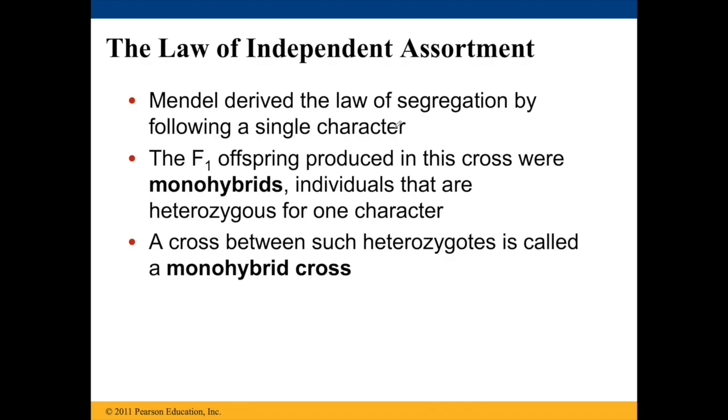Like they both had green peas, they both had spherical peas, they both had inflated pea pods, etc. Everything was exactly the same except for that one character or gene that he was looking at. Okay, so that was called a monohybrid cross. Remember, this prefix mono means one. But unfortunately for you, Mendel didn't stop there.